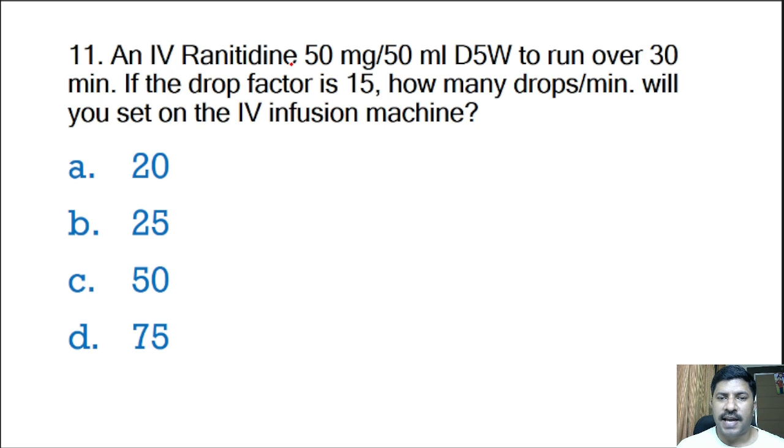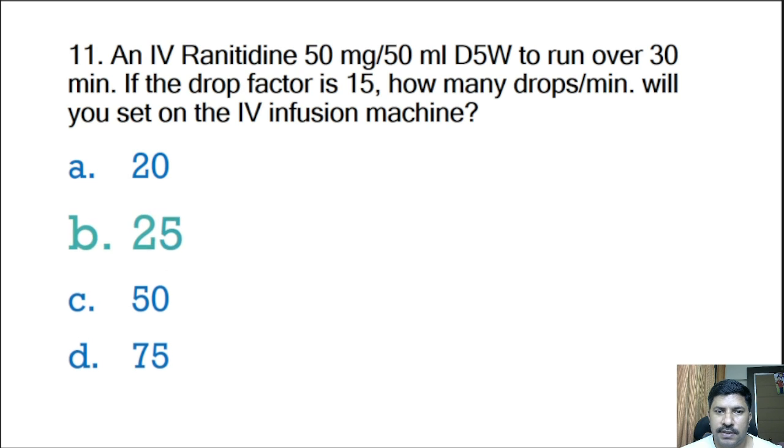An IV ranitidine 50 mg per 50 ml dextrose 5% in water to run over 30 minutes. If the drop factor is 15 drops per ml, how many drops per minute will you set on the IV infusion machine? 20, 25, 50, 75. Correct answer here, that is 25. So we will go to the solution, how to find the answer.